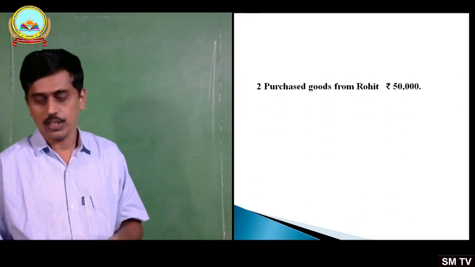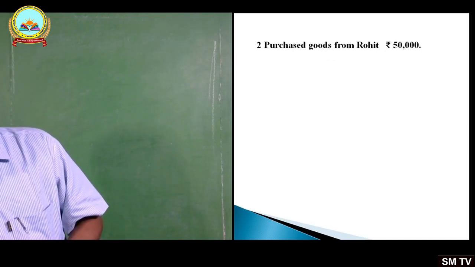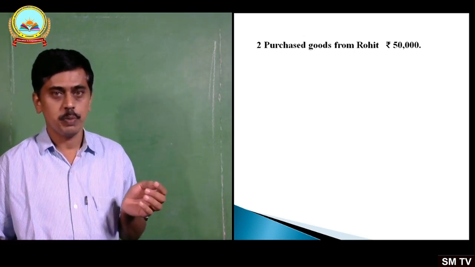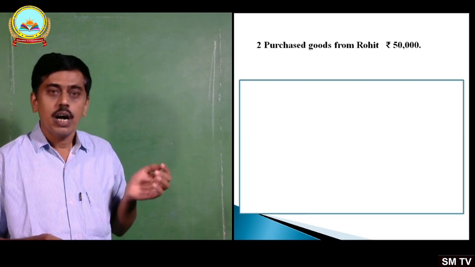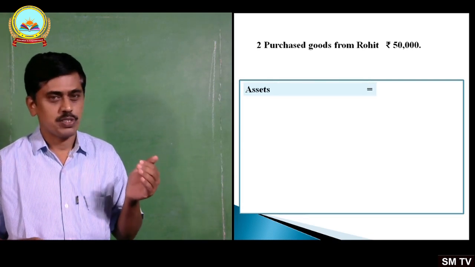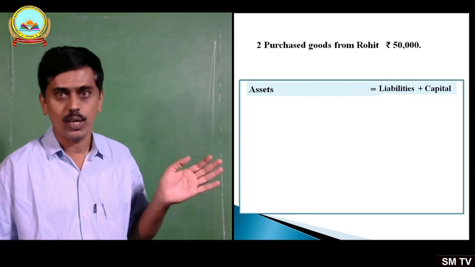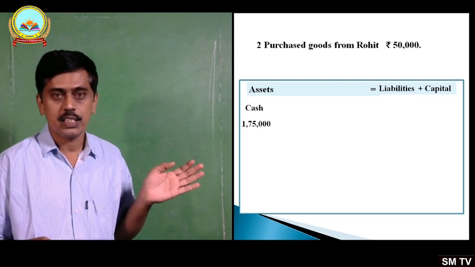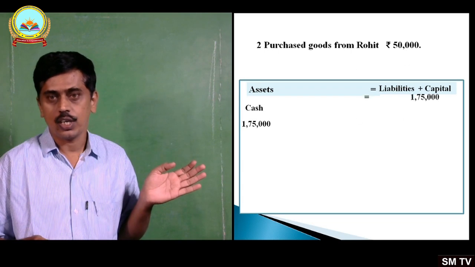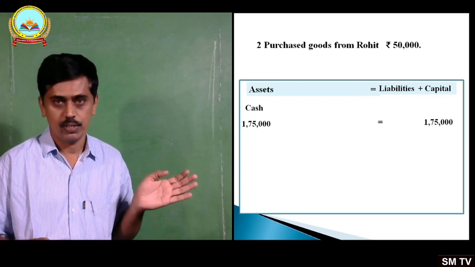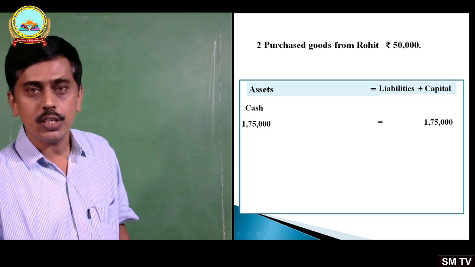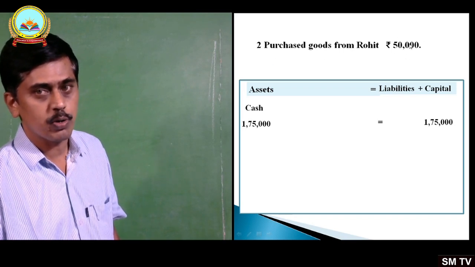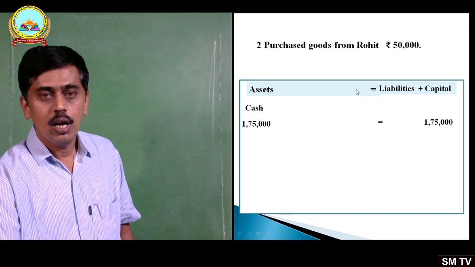What is the second transaction? Purchased goods from Rohit rupees 50,000. Again write the accounting equation. You know the steps. Assets equals liabilities plus capital. Cash, how much? 1,75,000. No other asset at the starting point. Capital 1,75,000. Now look at the transaction. Purchased goods from Rohit rupees 50,000.